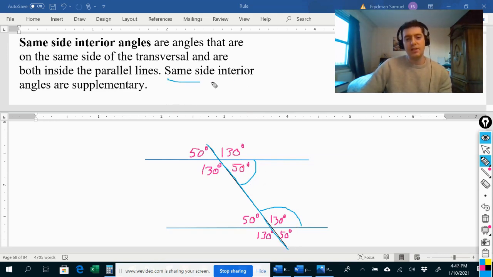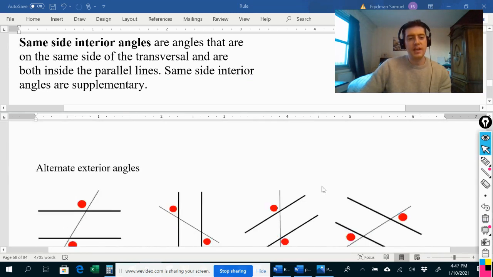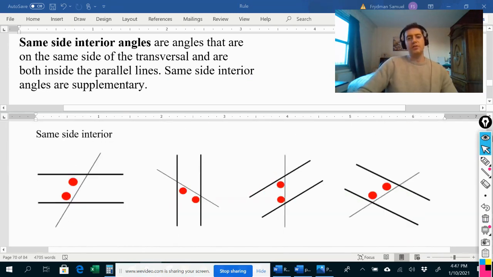And same side interior angles are supplementary, which remember means that they add up to 180 degrees. So here 50 plus 130 is 180. So these would be supplementary. Same thing with these two angles. Here I have 130, here I have 50. Again, they add up to 180 degrees. All right? Now you guessed it, I'm going to show you some more pictures of same side interior angles.